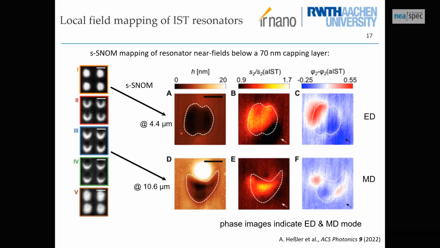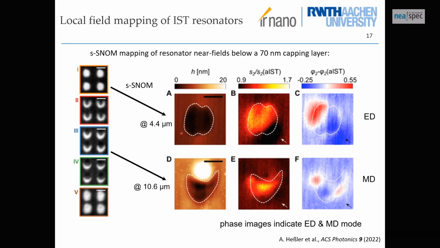And there we use the SNOM to actually try to assign the modes. So for these IST patches here, we looked with the Stuttgart Instruments laser, which was already introduced by several groups, at 4.4 micrometers below a 70 nanometer capping. So we have a comparably short wavelength, but still we can look through 70 nanometers capping. You see the AFM image here. You see the optical amplitude image here and the phase image here.